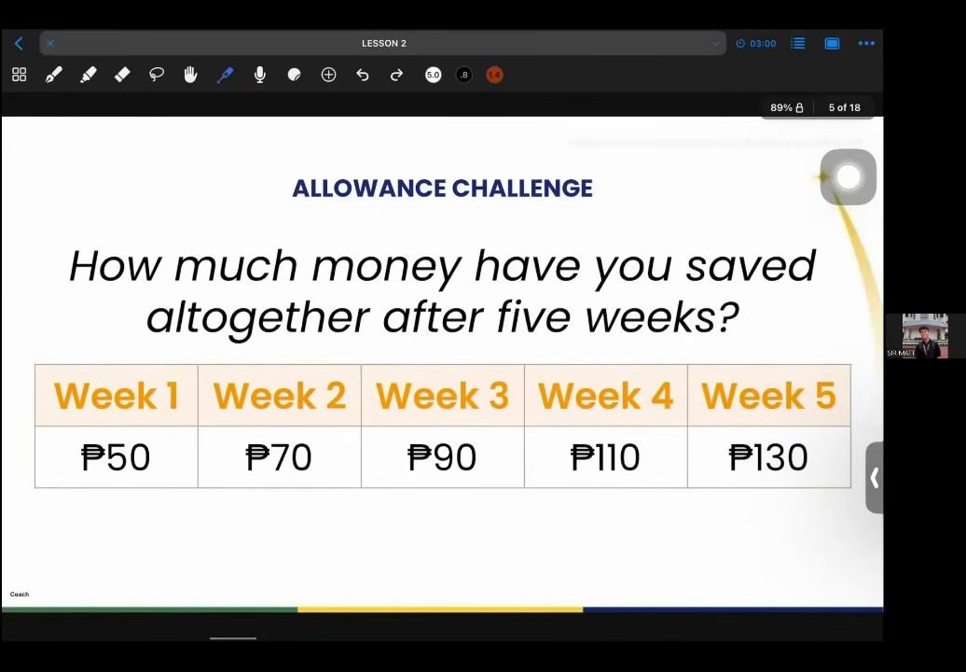My question is, how much money have you saved altogether after 5 weeks? Sige nga, magkano po ang magiging kinalabasan? Put it in the comment section. So, altogether, ang pwede nyo maipon after 5 weeks is 450 pesos.